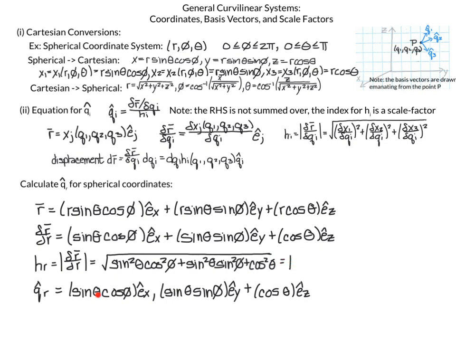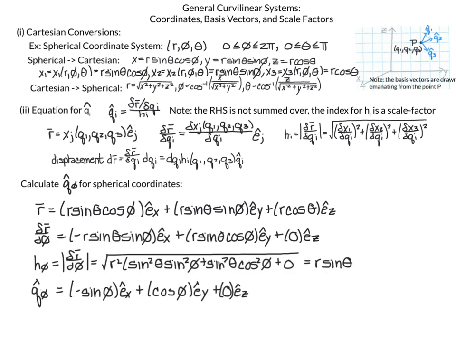The cosine phi sine theta in the x direction plus sine theta sine phi in the y direction plus cosine theta in the z direction. And this here should be a plus, not a comma. And now what we've computed is the direction of our r basis vector in terms of our Cartesian coordinates x, y, and z. And you'll notice that the basis vectors will change according to our thetas and our phis.